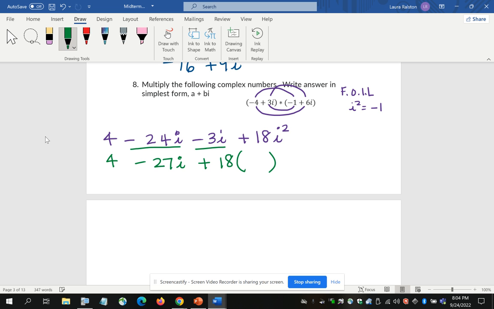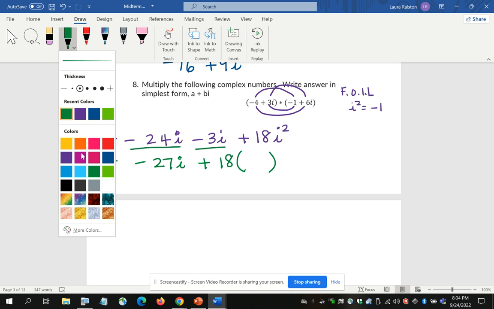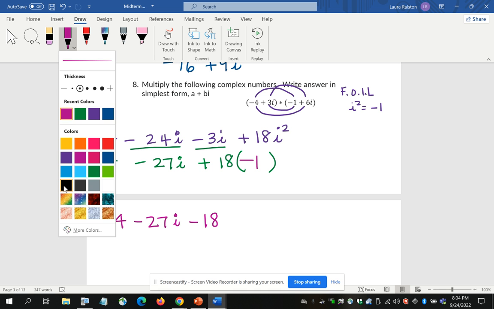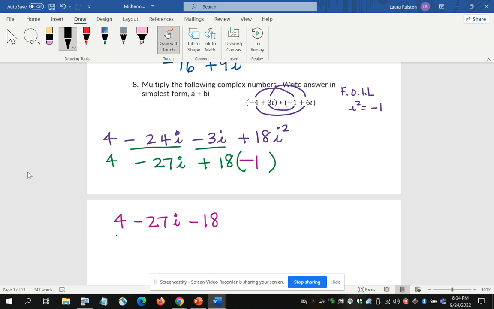And the second thing I'm going to do is replace i squared with -1. So I have 4 minus 27i minus 18. And finally, I'm going to come back and combine like terms. 4 minus 18 is -14 minus 27i. So -14 minus 27i is your answer in the simplest form.